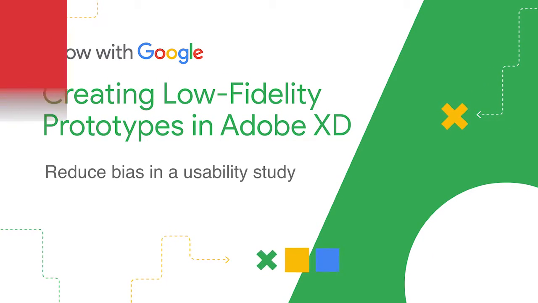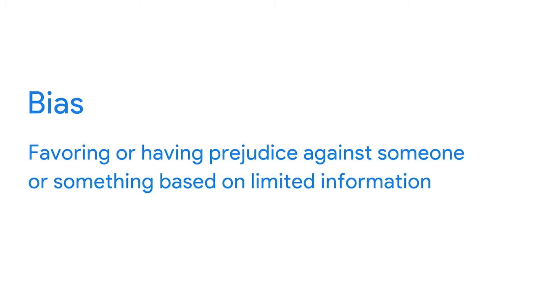You might remember when we discussed biases in UX research in an earlier course. Well, in this video, I want to quickly remind you about some of the biases that may occur when you conduct usability studies. As a refresher, a bias is favoring or having prejudice against someone or something based on limited information. All humans have biases, including you and me. The key is to identify and become aware of these biases so that you can guard against them.